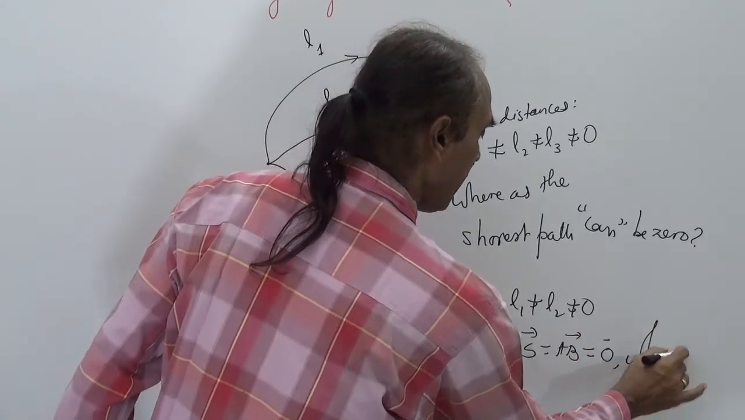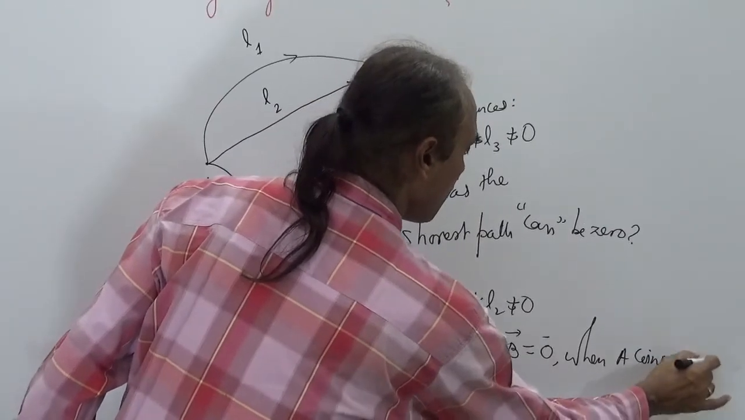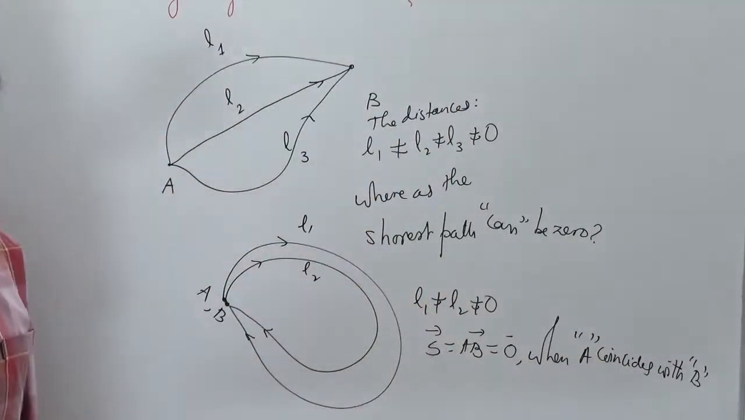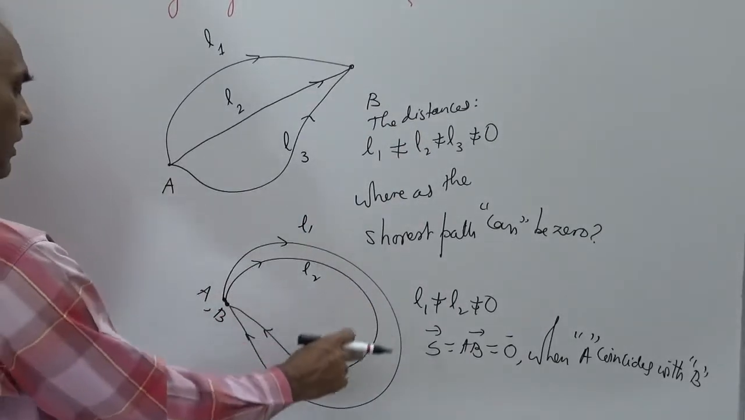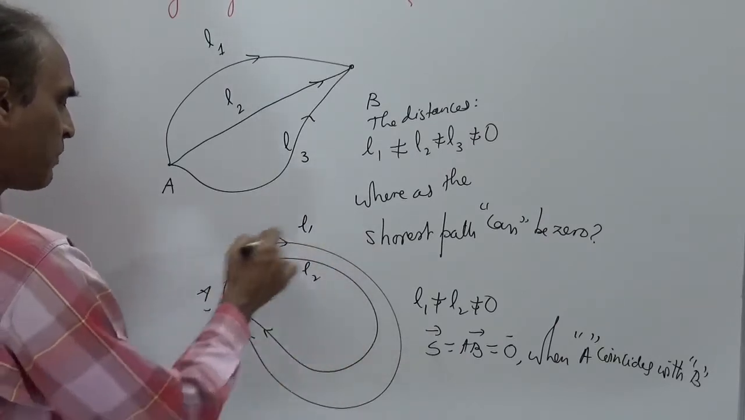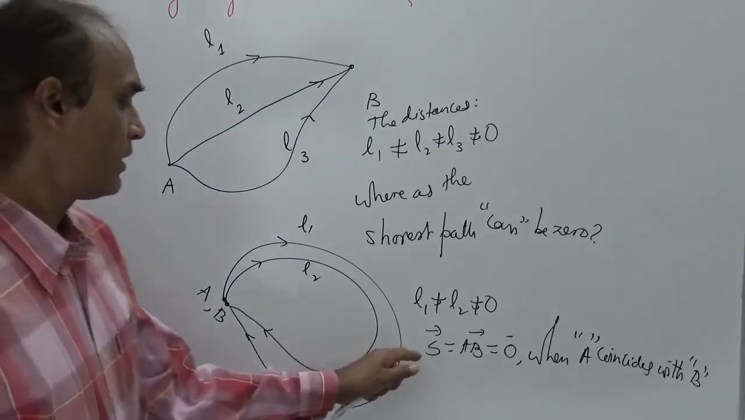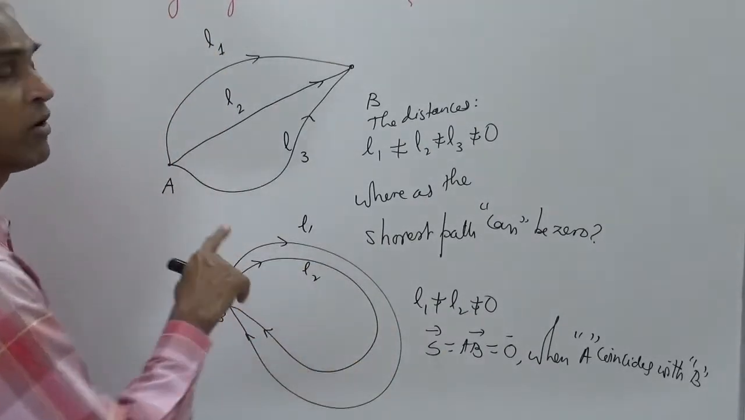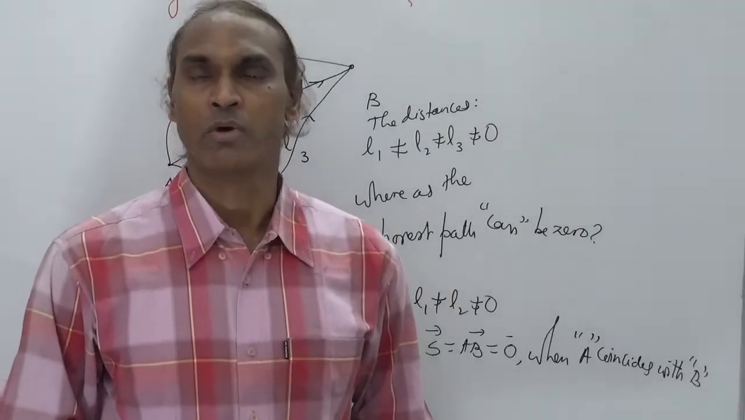When A coincides with B, the initial and final positions, the starting point and the destination coincide. I mean, the moving point, or the object or the particle, comes back to its original position. In that case, the displacement can be zero. However, distance can never be zero for a moving object. Now I think this answers your question.